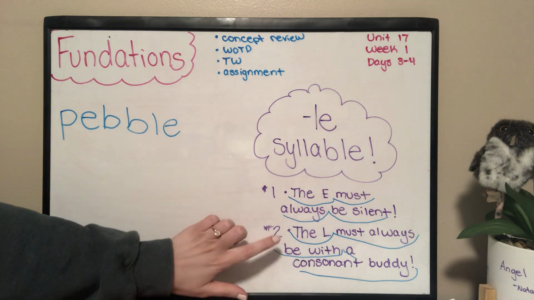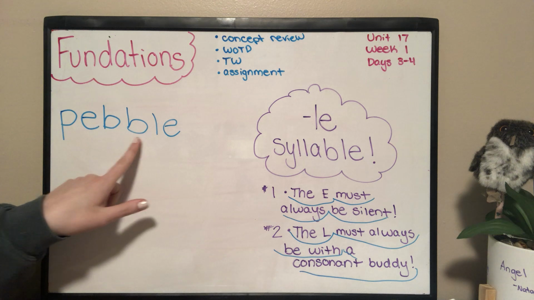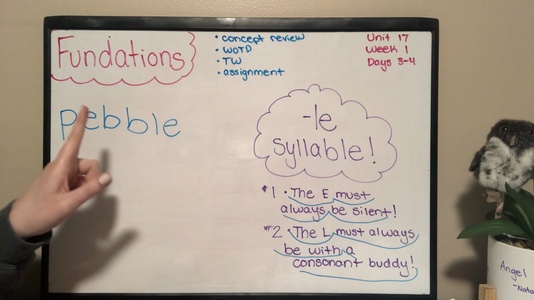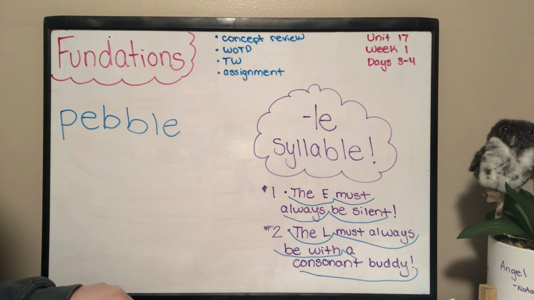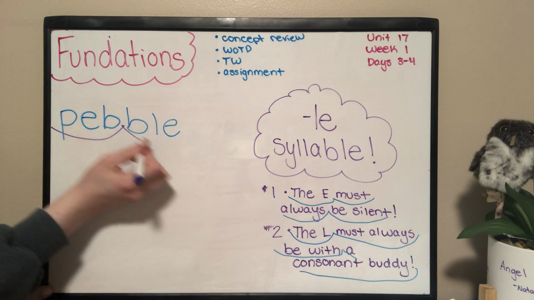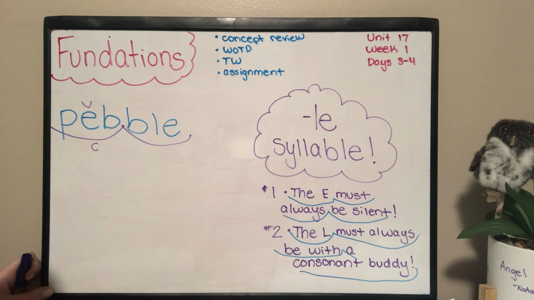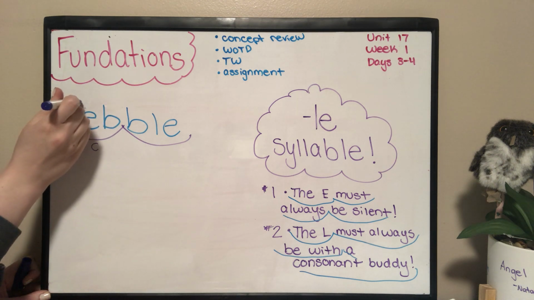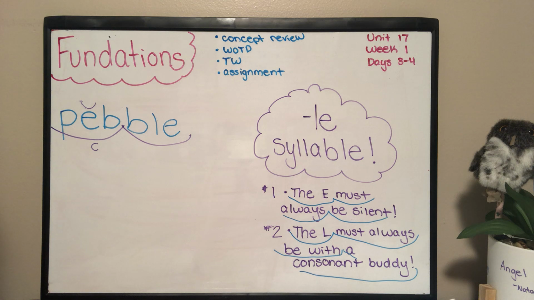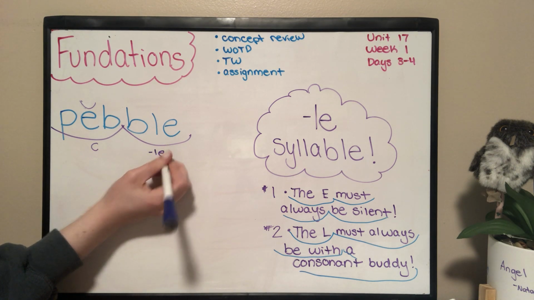So take a look at rule number 2. The L must always be with a consonant buddy. That buddy is going to be right with the L-E. It's not going to leave. Okay? Cool beans? Awesome sauce. Let's mark this up. Pebble. We already said this is closed. Short sound, not a V. There we go. And over here, we said this is an L-E syllable.